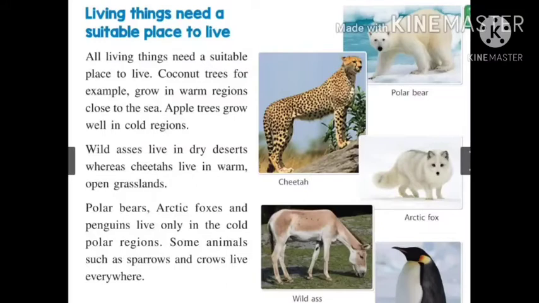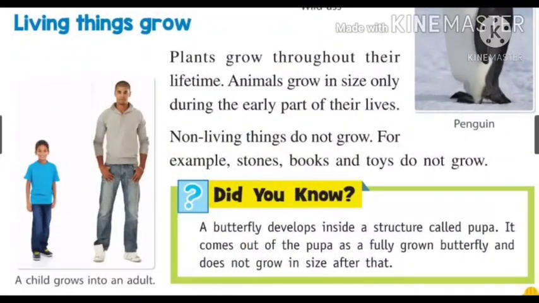Some animals, such as sparrows and crows, live everywhere, so we can see living things need a suitable place to live, which is suitable for them. Like coconut trees, they grow in warm region near the sea. Apple trees grow in cold region. Like asses, they live in deserts, whereas the cheetahs live in open grassland. Similarly, the polar region is suitable for penguins and polar bears, and some of the animals we find everywhere.